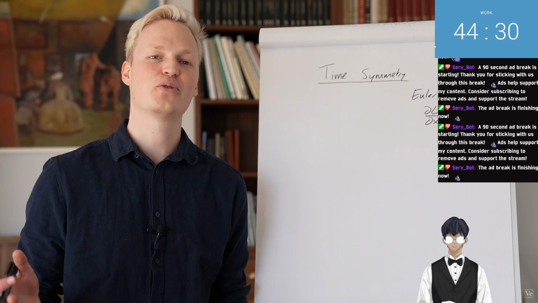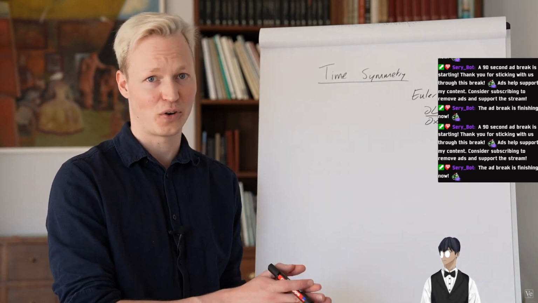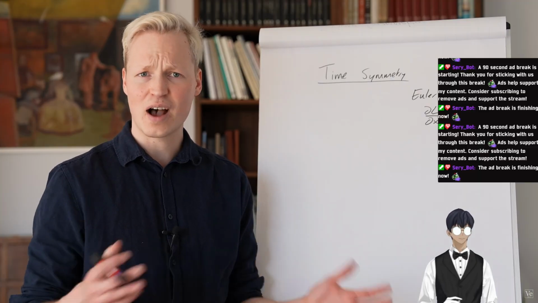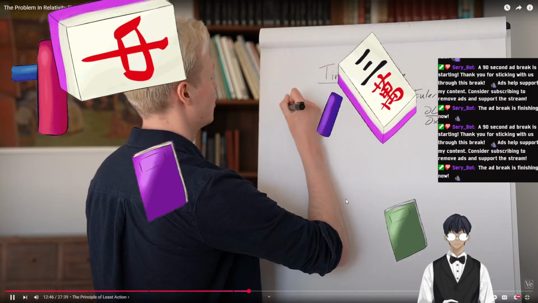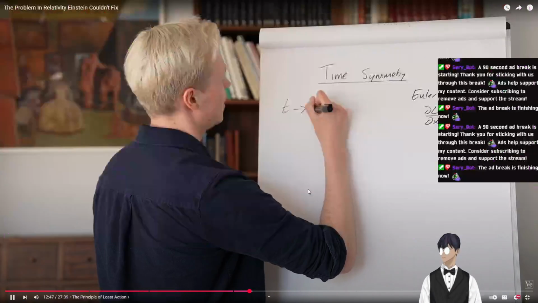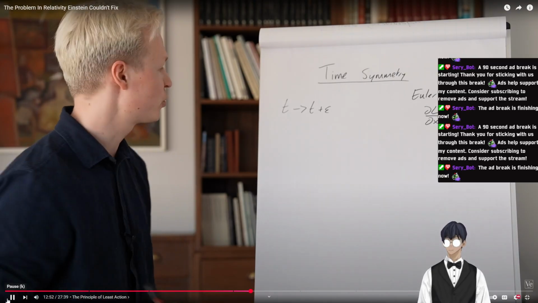So suppose we do an experiment where the result is the same now as some tiny time interval epsilon later. Then how does this affect the action? Well, the time is going to change from just t to t plus epsilon. And as a result, the Lagrangian is also going to.